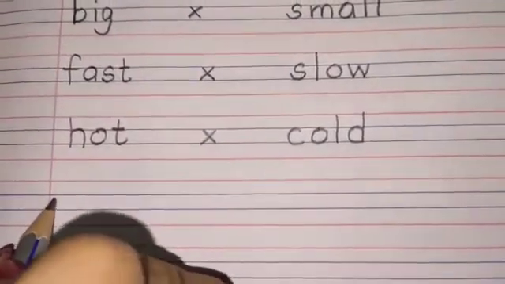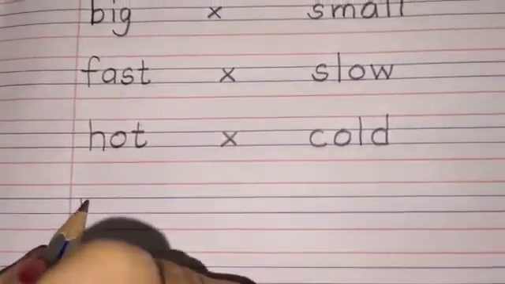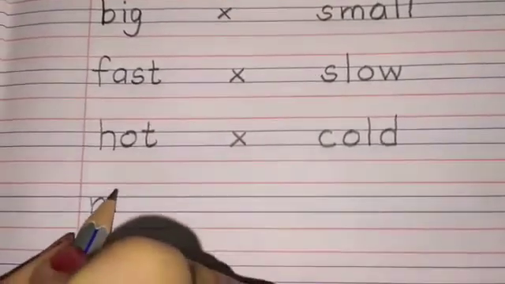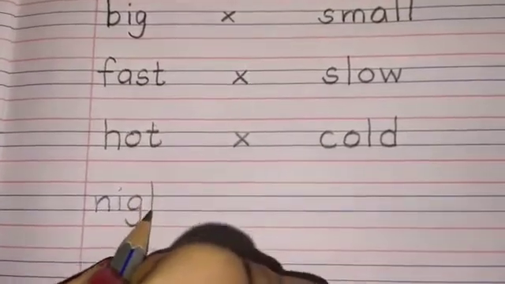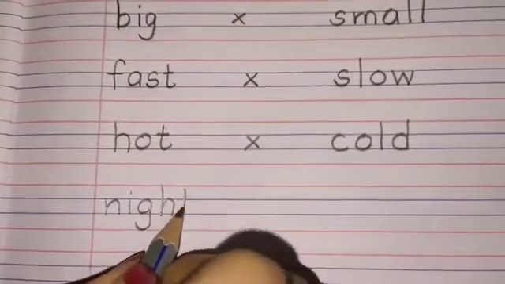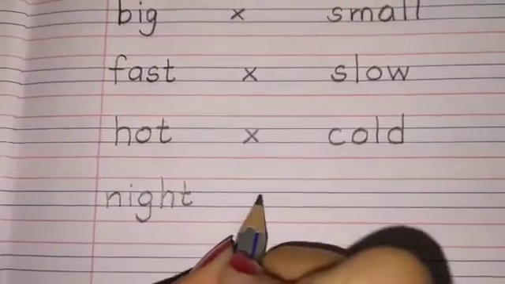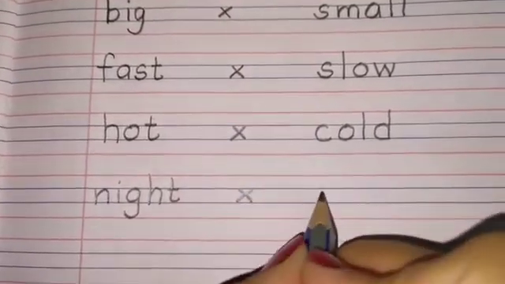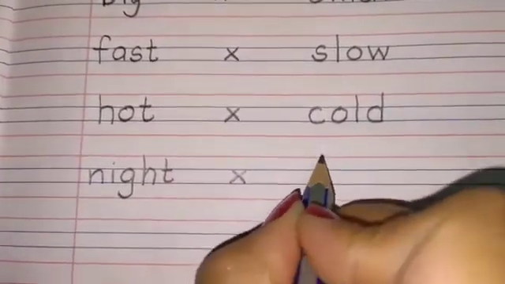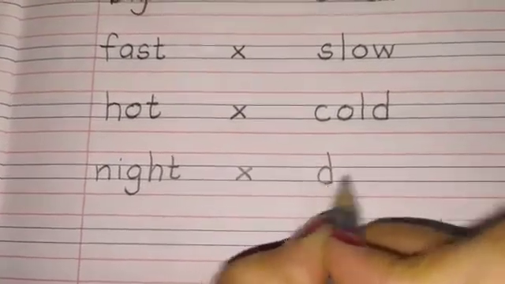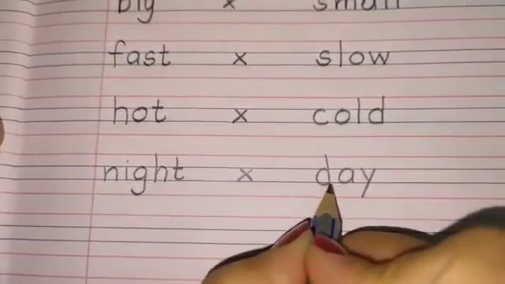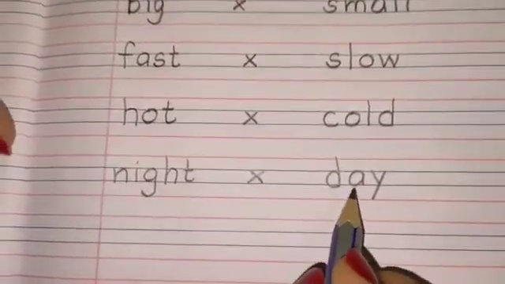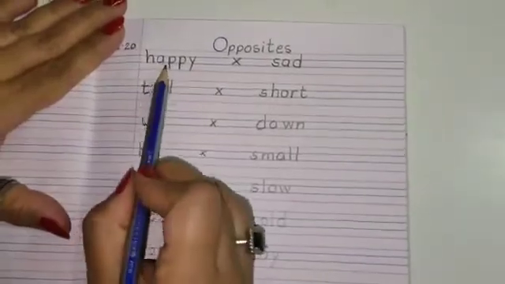And next word is night. N-I-G-H-T. Night. Make a cross. D-A-Y. Day. Night. Day. Let's read it once more, children.